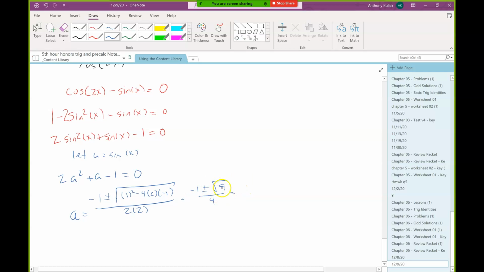So -1 minus 3 over 4 is -1. And -1 plus 3 over 4 is 1/2.